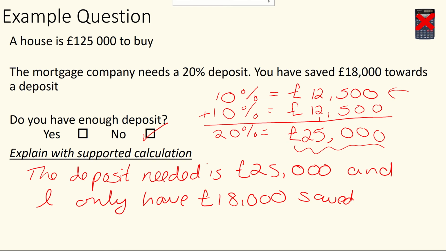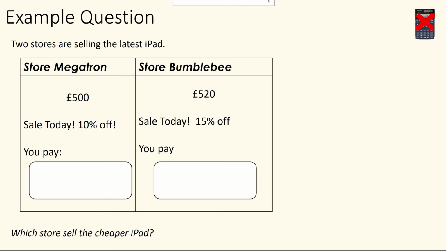Let's try a different percentage calculation. So this is the one where you are comparing. So this is high level 1 going into level 2.